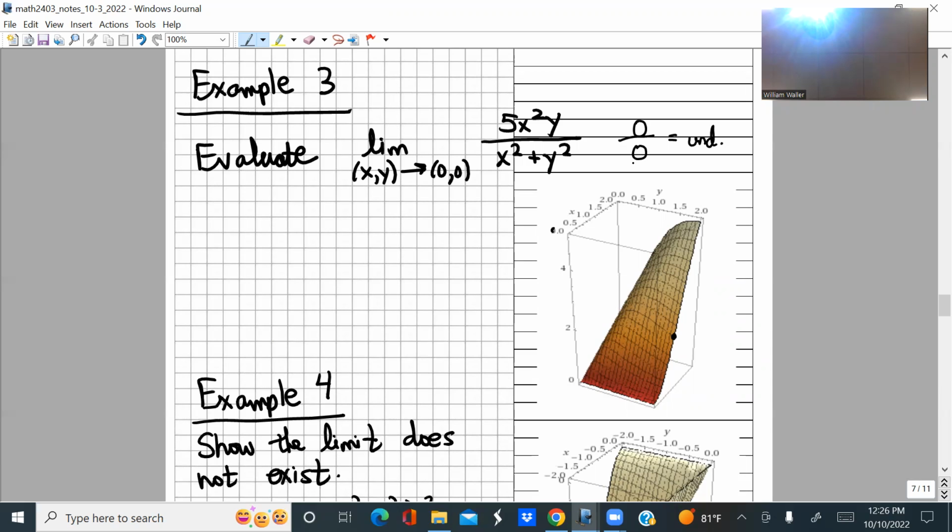So here we really are going to have to look at the picture and see if we can convince ourselves if this limit exists or not. All right, so here's the graph, or part of the graph, of this formula, 5x squared y over x squared plus y squared. So it looks like this. And we're interested in the point 0, 0, right? So there's 0 on the y-axis, and here's 0 on the x, so it's right here.